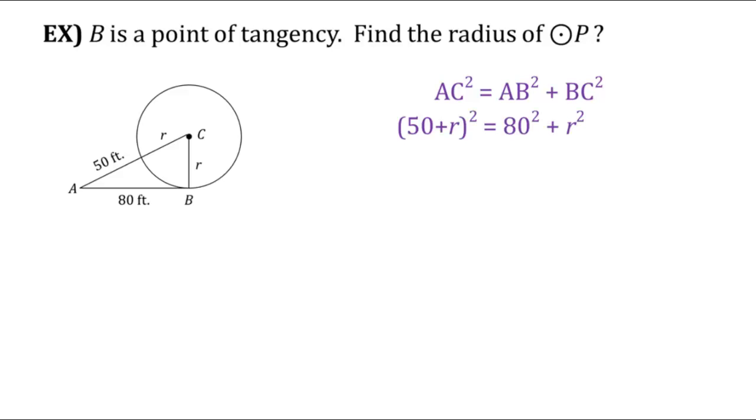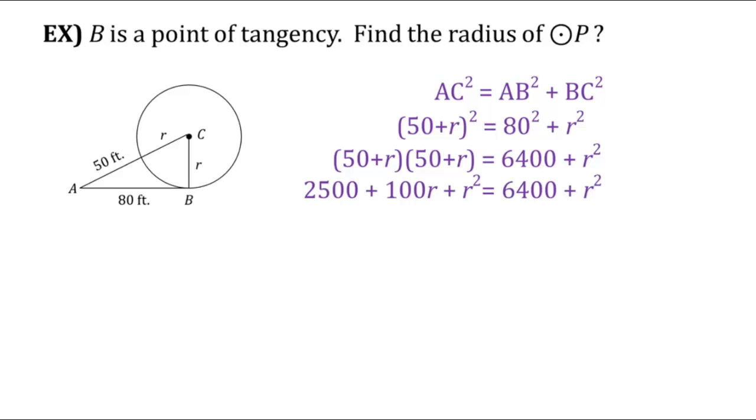Well, AC, we don't have the full length. We have 50 plus that piece r. So (50 plus r) squared is equal to 80 squared, which is my AB, plus BC, r squared. So (50 plus r) squared is the same as saying (50 plus r) times (50 plus r). And then 80 squared is 6,400, and then we keep r squared. When I FOIL, I find that on the left side of my equation, I have 2,500 plus 100r plus r squared is equal to 6,400 plus r squared.